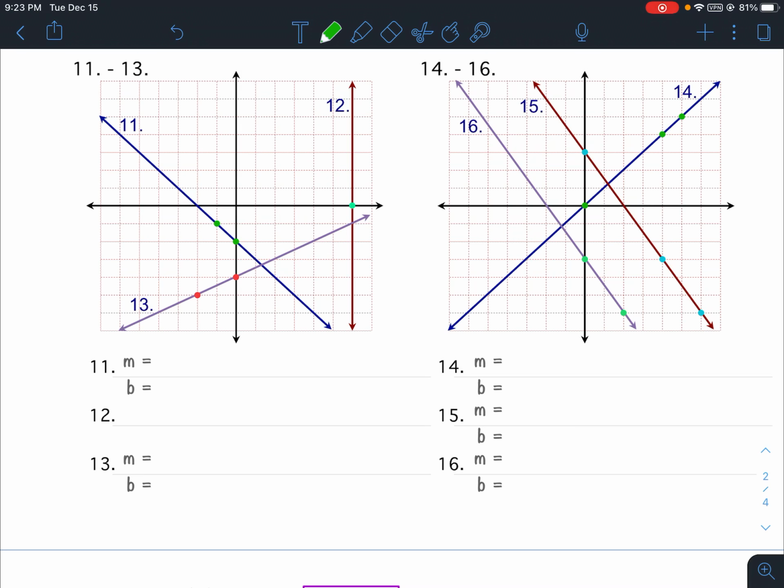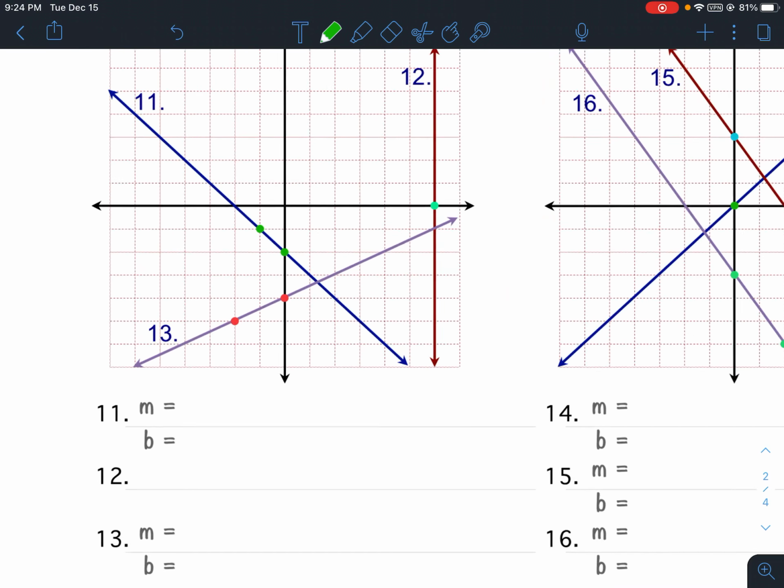Relating slope and y-intercept to linear equations worksheet. Questions 11 through 16. I'm not really going to help you with 11 through 12. I already did 5 through 10, and the problems are done the exact same way. If it's a slanted line, find your m and b first, and then write your equation in the form of y equals mx plus b.